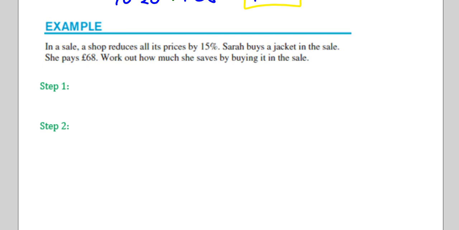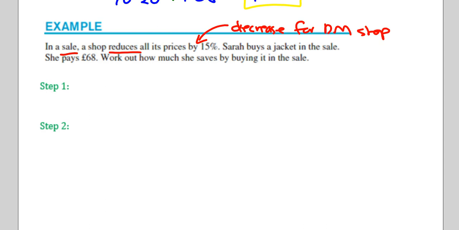Okay, cool. So here's another example, just to get the hang of this. In a sale, a shop reduces its prices by 15%. So is this a decrease or an increase? Decrease, yeah, good. Whenever it says sale, or even if they don't say reduces, 15% sale just means reduce. So sale is important, and reduces. So it's a decrease for the DM step. That's the first thing you want to decide.